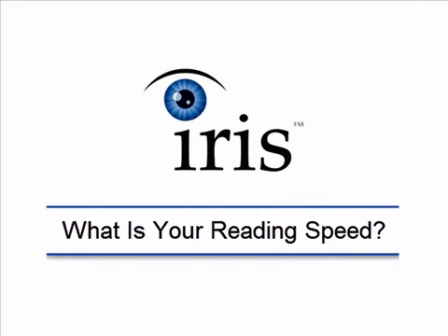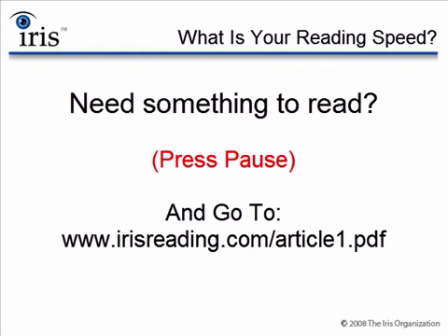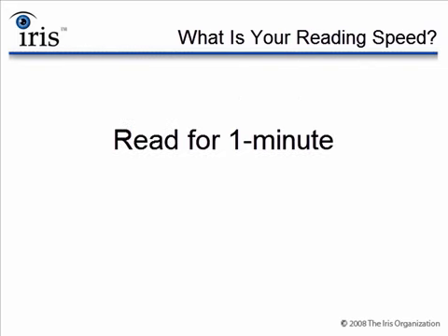Okay, let's start by finding out how fast you currently read. What you're going to need for this exercise is just anything to read. It could be an article, a novel, a newspaper. If you don't have something to read, you can go to irisreading.com/article1.pdf. What I'm going to do is have you read for 1 minute. At the end of the minute, you'll stop and we'll find out how fast you currently read.